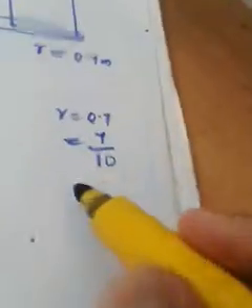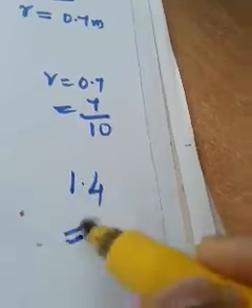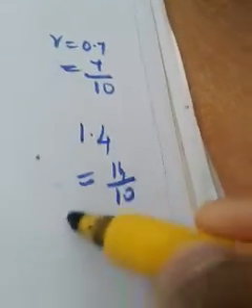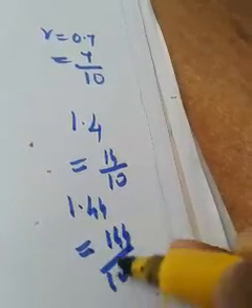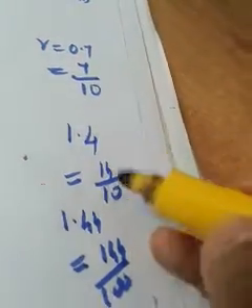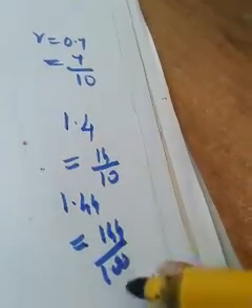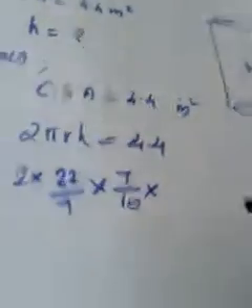You may have understood. Suppose R is 1.4, how can you replace it? 14 by 10. Suppose R is 1.44, how can you replace it? 144 by 100. If there is only one decimal place, just divide by 10. If there are two decimal places, divide by 100. That is the rule. And you may have understood it well.